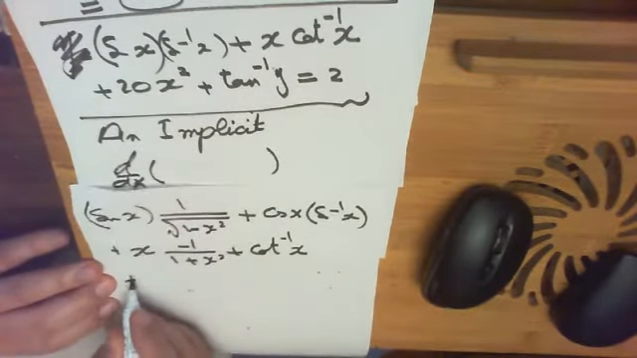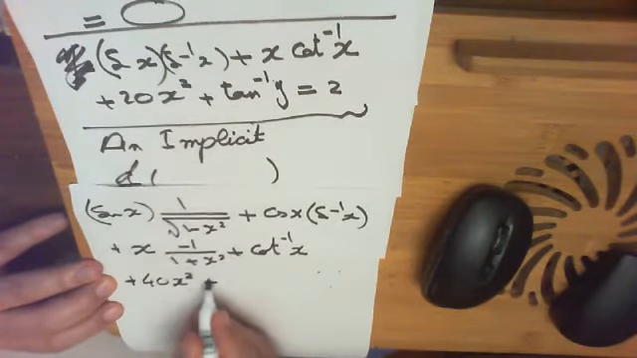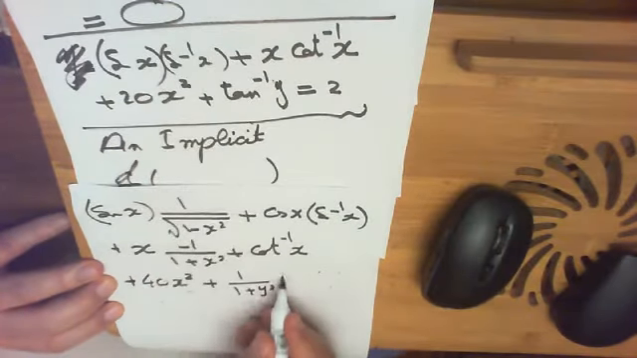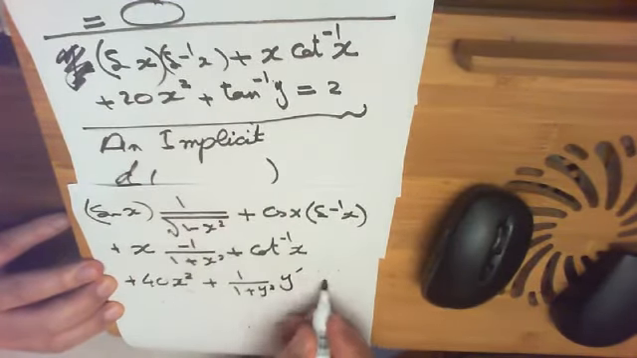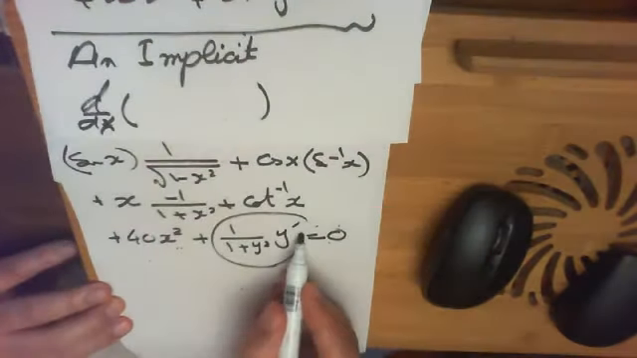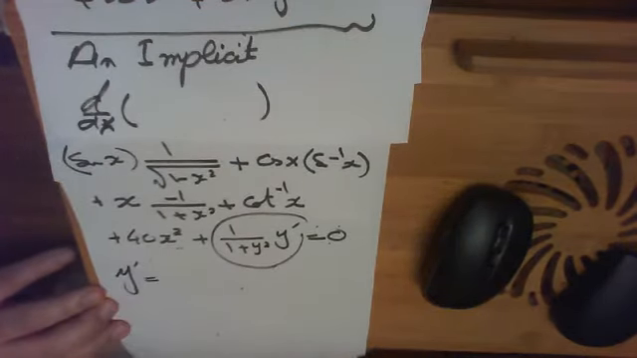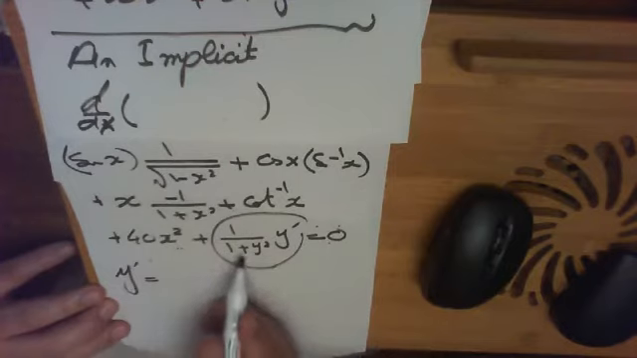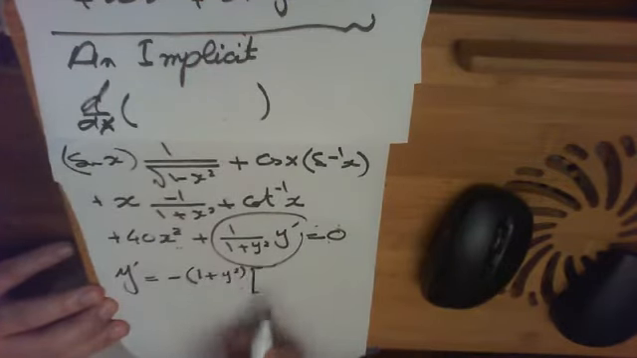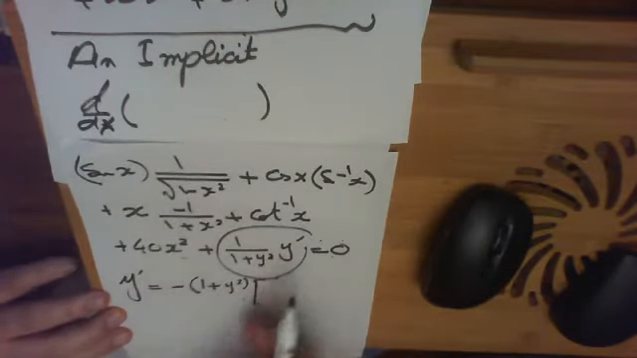The third is 40x squared. The fourth is 1 over 1 plus y squared times the derivative function, which is y dash. The other side is 0. Now we take this to the other side and multiply by this to obtain y dash. So y dash equals all these quantities multiplied by minus 1 over y squared. Inside this square bracket, this one plus this one plus this one plus this one.